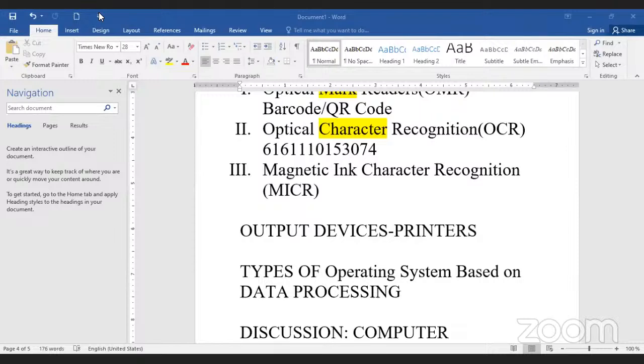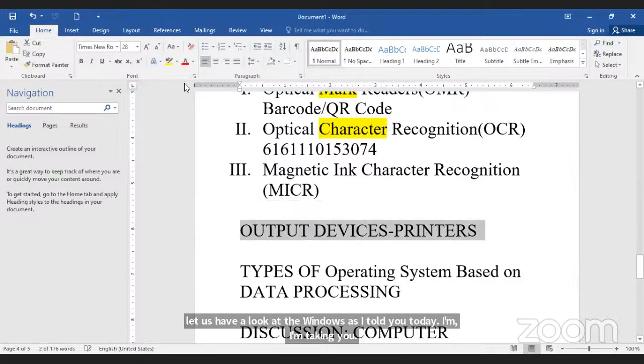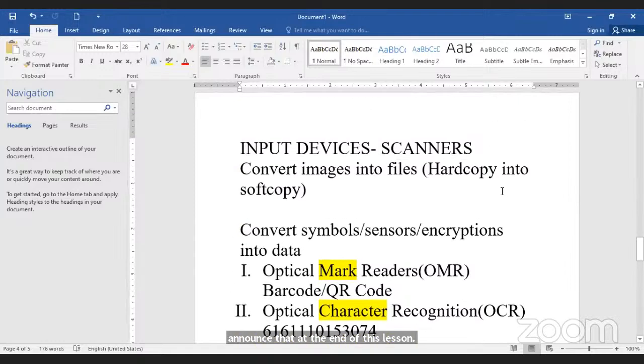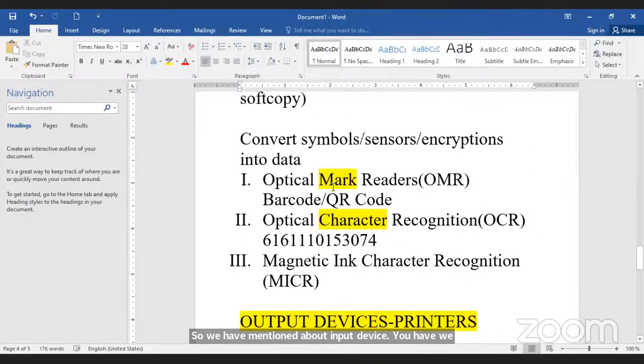So let us have a look at the printers. As I told you today, I'm taking you through very fast because I need to give you time to revise. Someone has asked me when is the second cut. We shall announce that at the end of this lesson. So we have mentioned input devices, we have touched on the scanners, and we have realized we have 3 types of scanners.